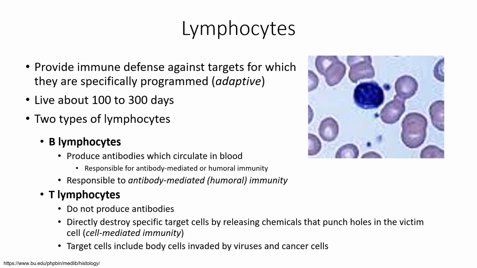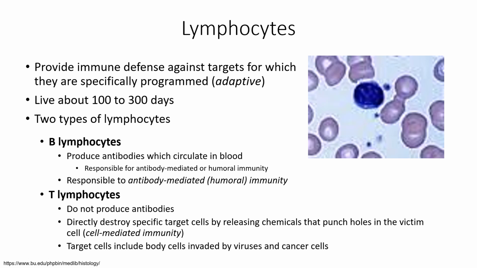Lymphocytes provide the immune defense against targets for which they're specifically programmed. This is our adaptive immune system. They live for about 100 to 300 days, and there are two types of lymphocytes. There are B lymphocytes that produce the antibodies which circulate in the blood, and these are responsible for the antibody-mediated humoral immunity.